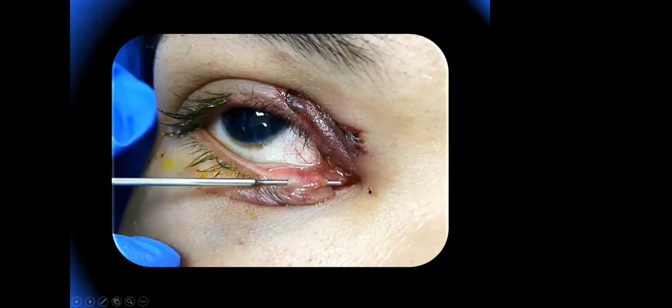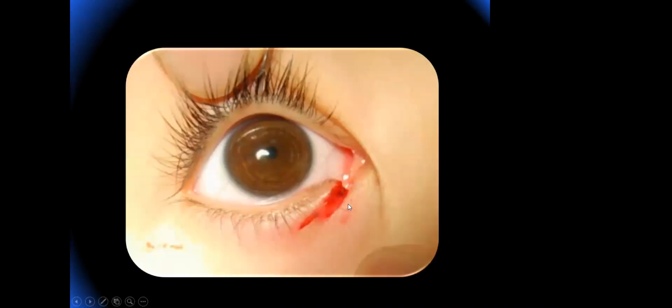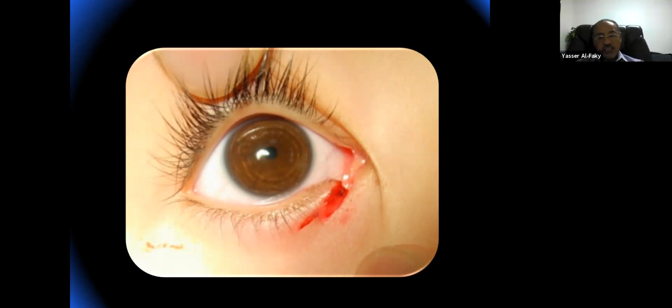This is how to confirm it by passing a probe. Before doing this, always tell the patient and the family that we're going to explore the lacrimal drain system to be sure it is intact or damaged, because they might accuse you that you are the one who damaged the canalicular system. This one is more clear because it is medial.